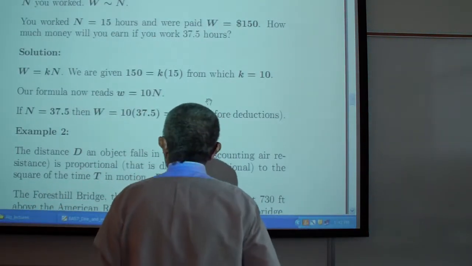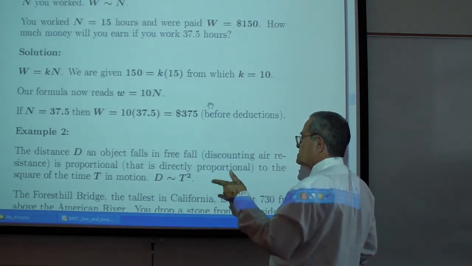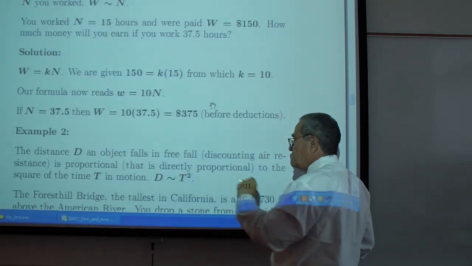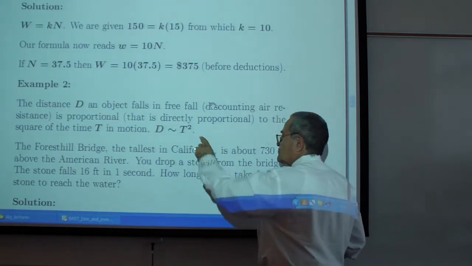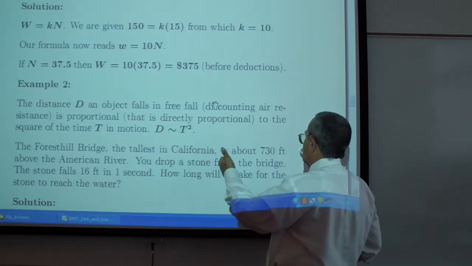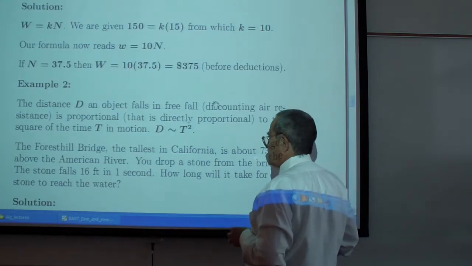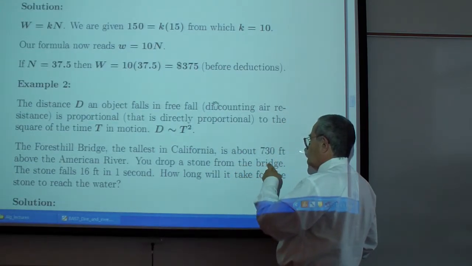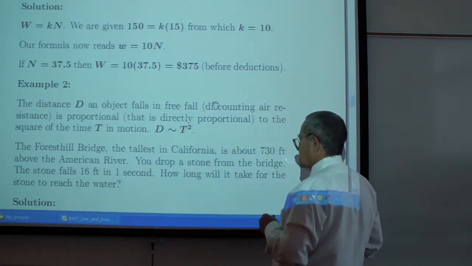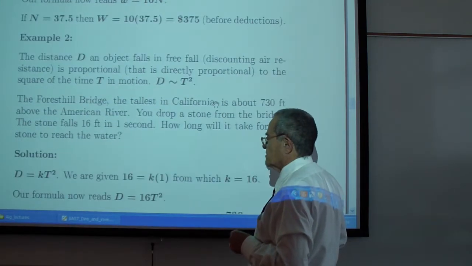Example 2. The distance d an object falls in free fall, discounting air resistance, is directly proportional to the square of the time in motion. d is directly proportional to t squared. The Forest Hill Bridge, the tallest in California, is about 730 feet above the American River. You drop a stone from the bridge, and the stone falls 16 feet in 1 second. How long will it take for the stone to reach the water?